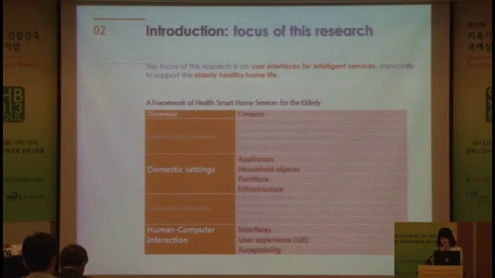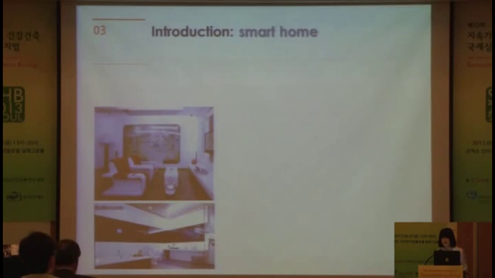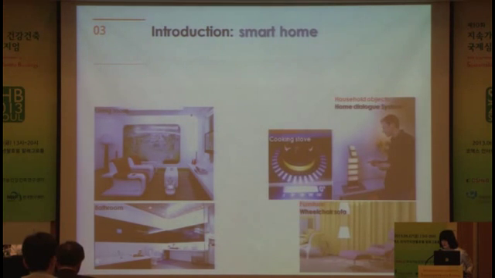The focus of our research is on user interface, especially for the elderly. This table shows a framework of health smart home service for the elderly presented by me in the spring workshops. There are 4 dimensions, but for this research, we deal with domestic setting and human-computer interaction. This photo shows some examples of smart home, specifically living room and bathroom, which can be incorporated with digital computing. For this research, we are more interested in 3 elements: household object, appliance, and furniture.